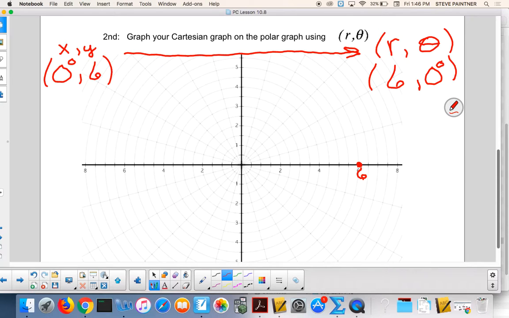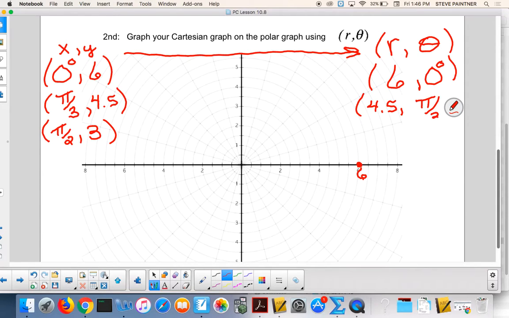And this is why you don't have to do all those points up there. Every time you get a point, reverse it in your head. What was the next point? 2/3. Well, you jumped a lot of points. Wasn't it pi over 3 comma 4.5? Okay, the next point was, I believe, pi over 2 comma 3. Okay, and if you just keep reversing them, you're going to get polar points. 4.5 comma pi over 3. 3 comma pi over 2.